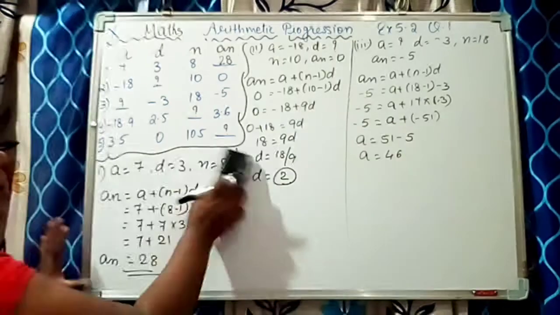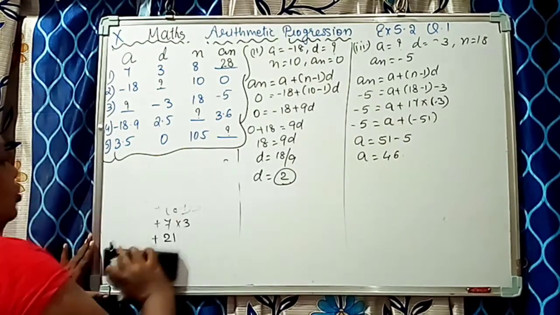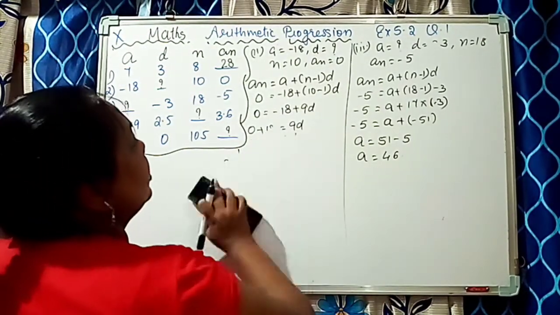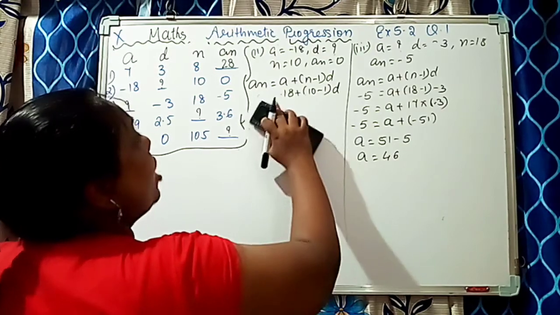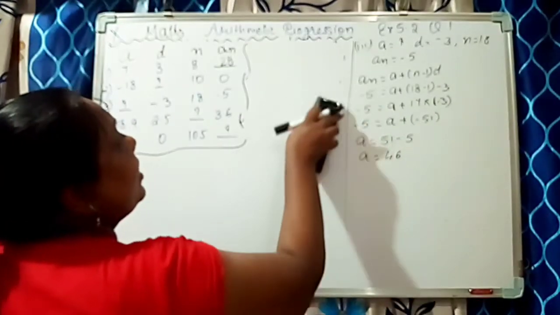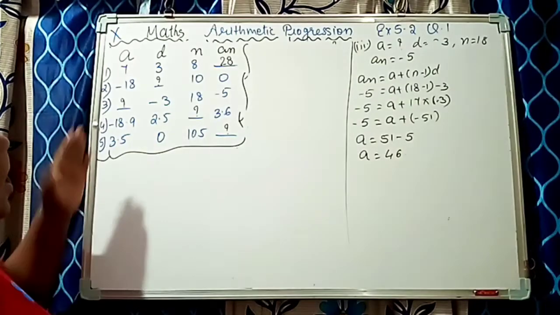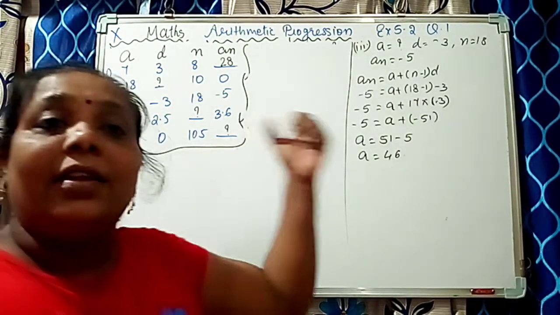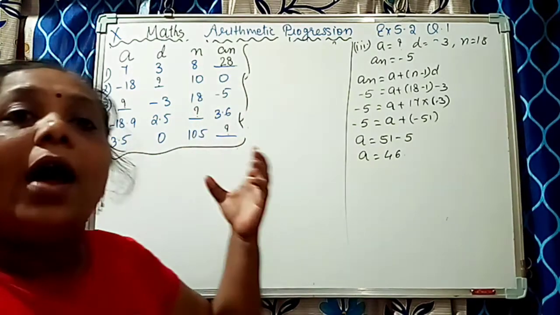This I am rubbing out. Okay. There is no space. So I am rubbing this one. So you got it now how I did it. Whatever the question mark is given, that term we have to find. Either we have to find A, B, D, N or AN.